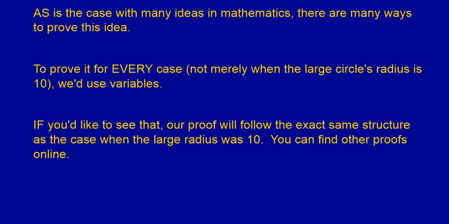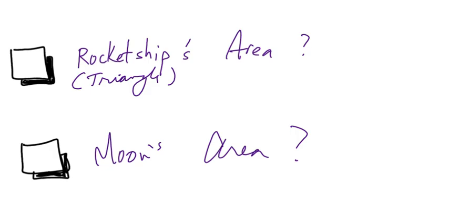All right, as is the case with many ideas in math, there are many ways to prove this idea, the Lune of Hippocrates. We just did it for a single case when the radius of a large circle is 10. But to actually prove it for every case, we'd have to use variables. If you want to see what that's like, our proof, one of many proofs, will follow the same structure that we just did when the radius was 10, but we're going to use a variable instead. Here we go. What's the rocket ship's area? What's the moon's area?